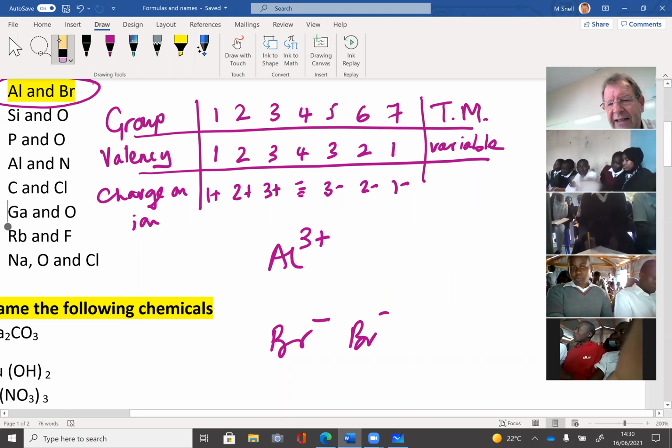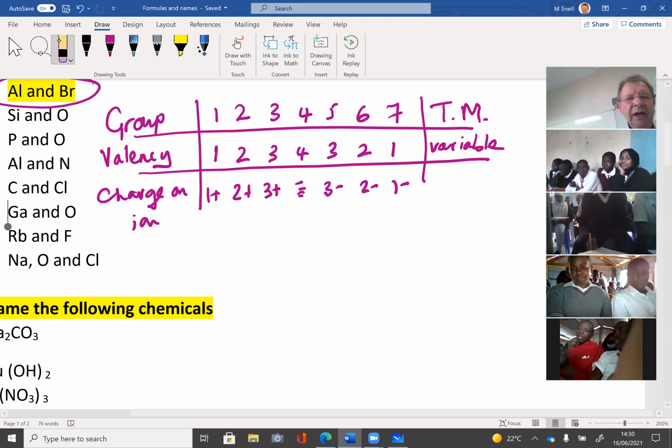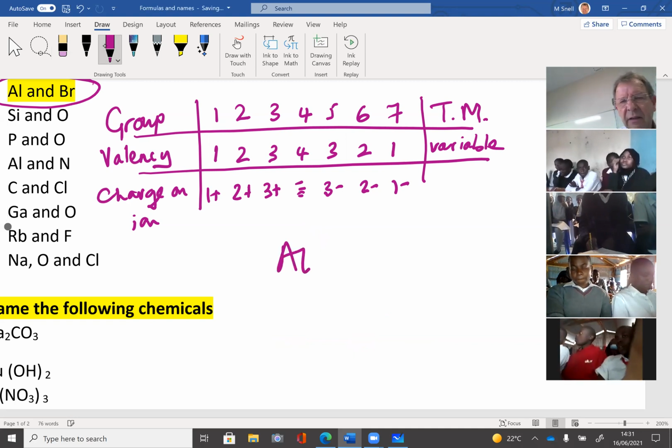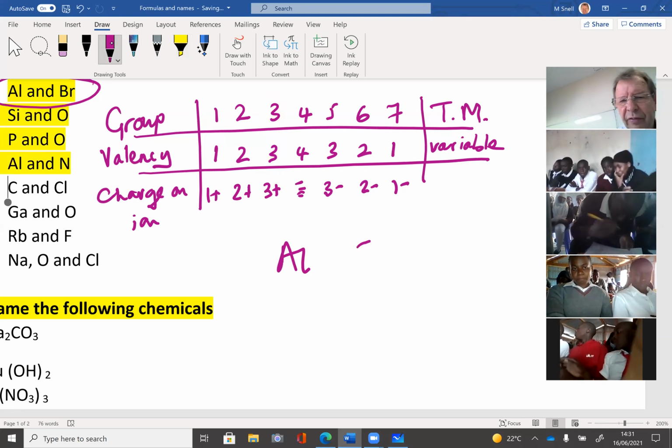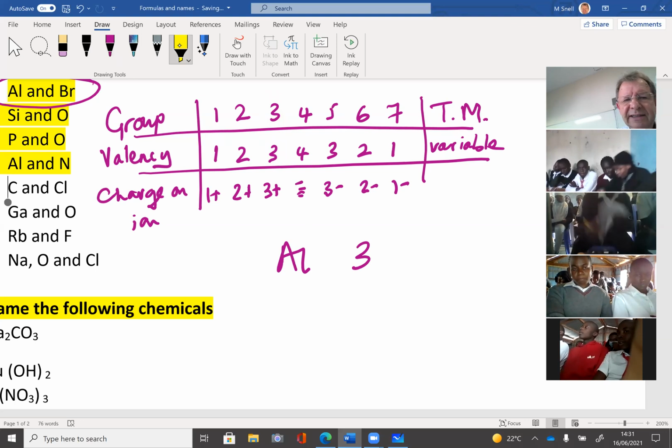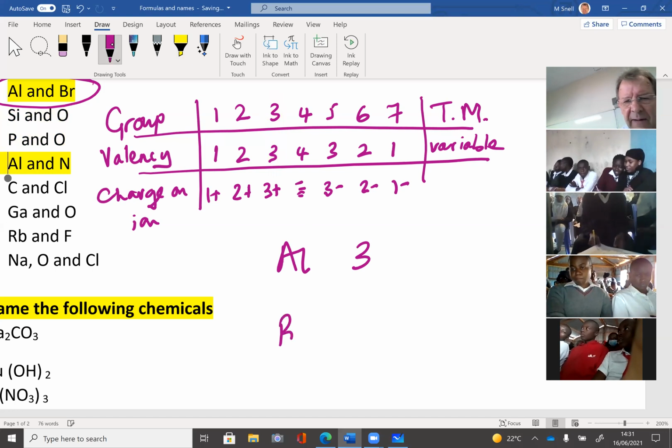For my mind, when I am thinking about this, when I do this myself, what I do is I do the cross trick. Okay? So I'm going to do it again. Al is in group 3. I find it in the periodic table. So 3, valency of 3. So I write 3. And Br is in group 7. We know that, the halogens. So Br here has got a valency of 1.